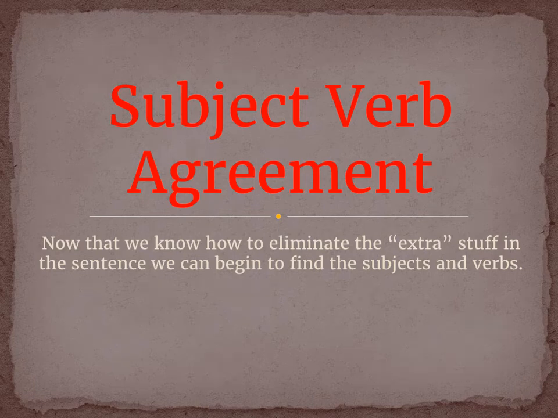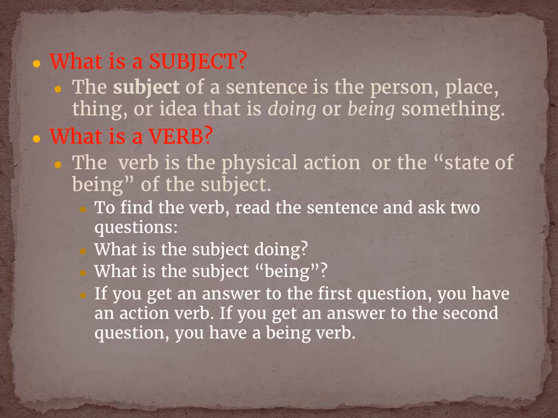Welcome back to part 2 of subject-verb agreement. Now that we know how to eliminate the extra stuff in the sentence, we can now begin to find the subject and the verb. So let's first look at what is a subject. A subject of a sentence is the person, place, thing, or idea that is doing or being something.